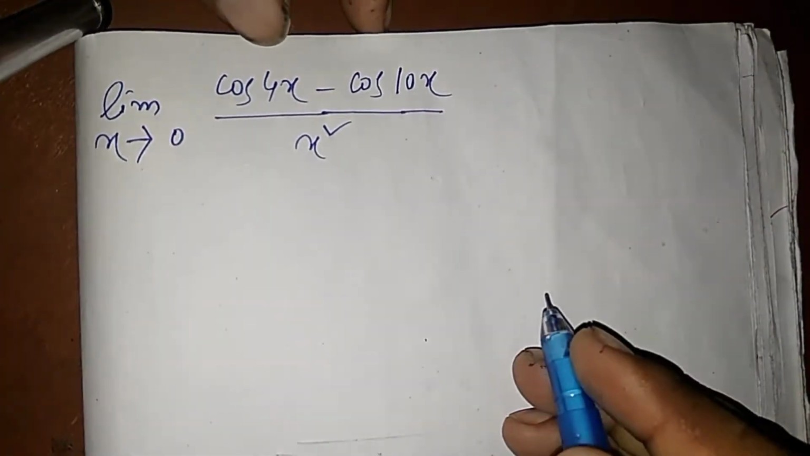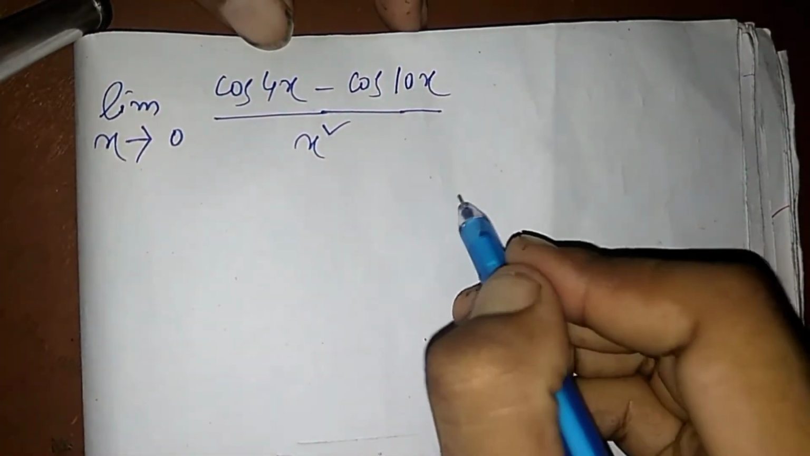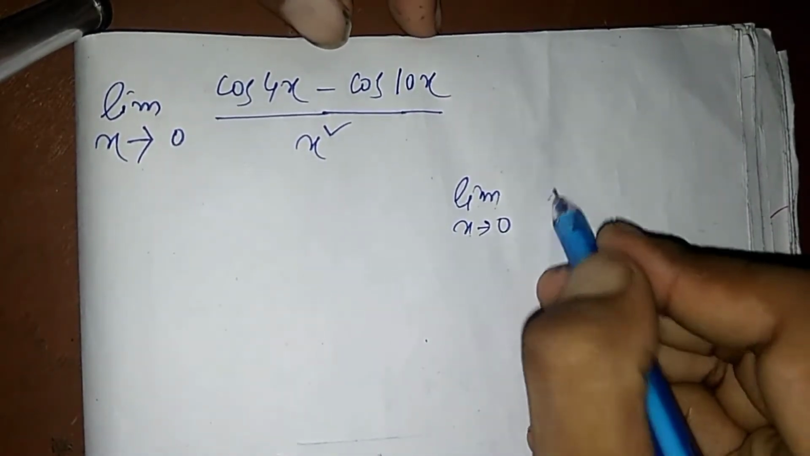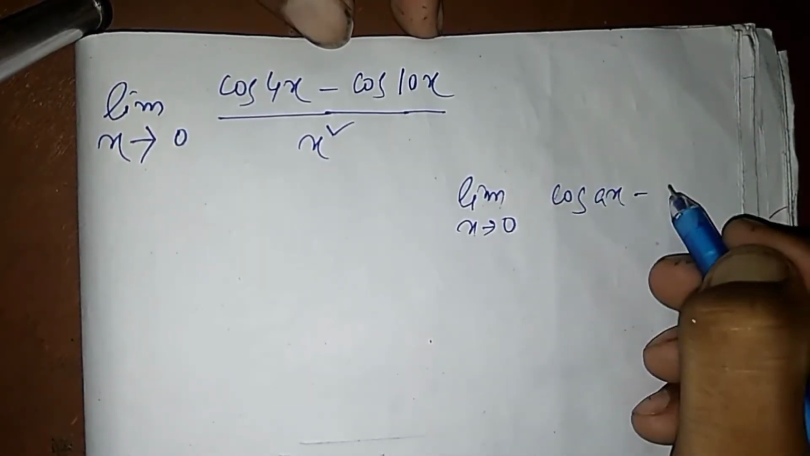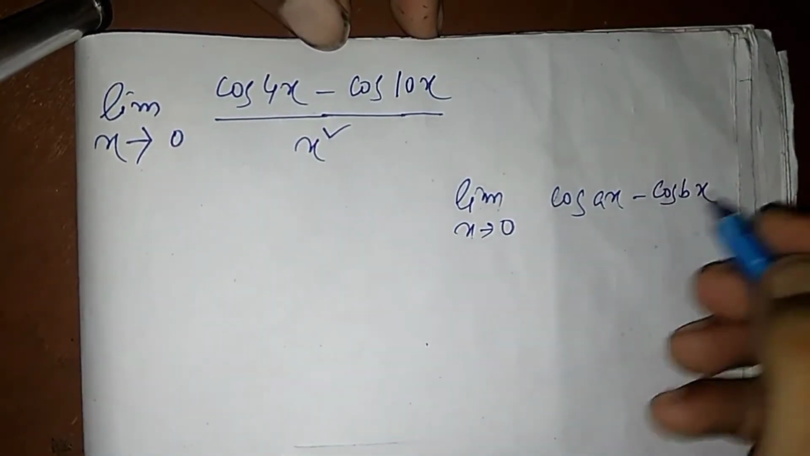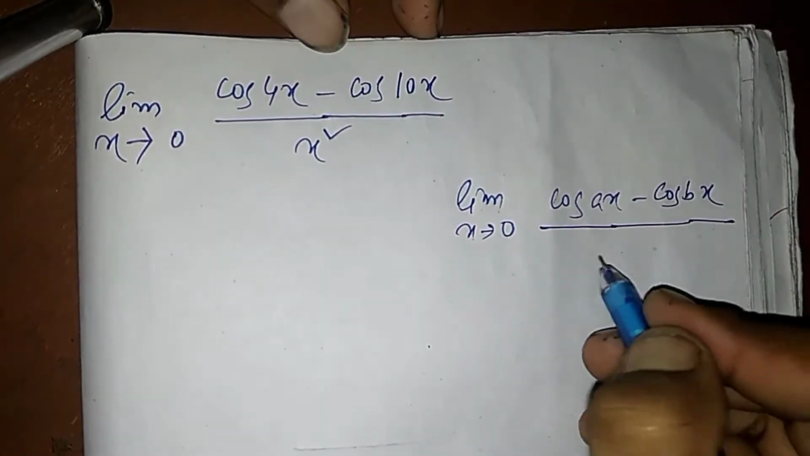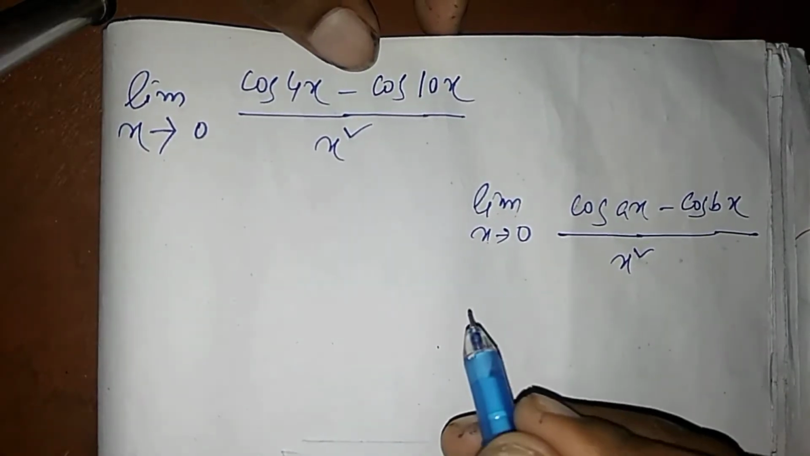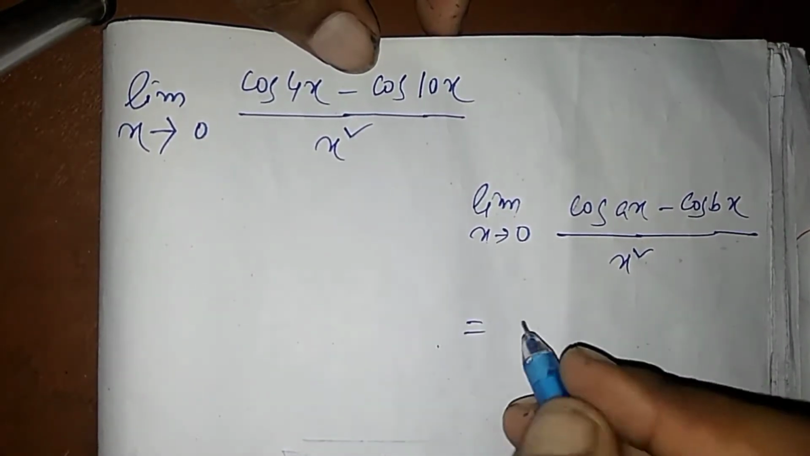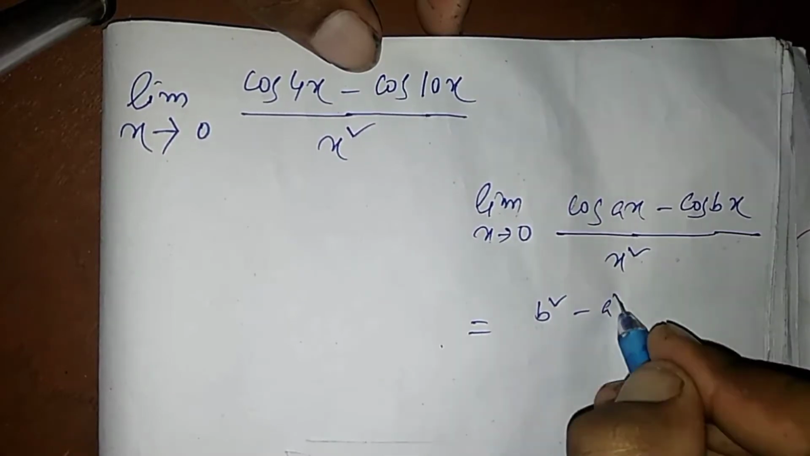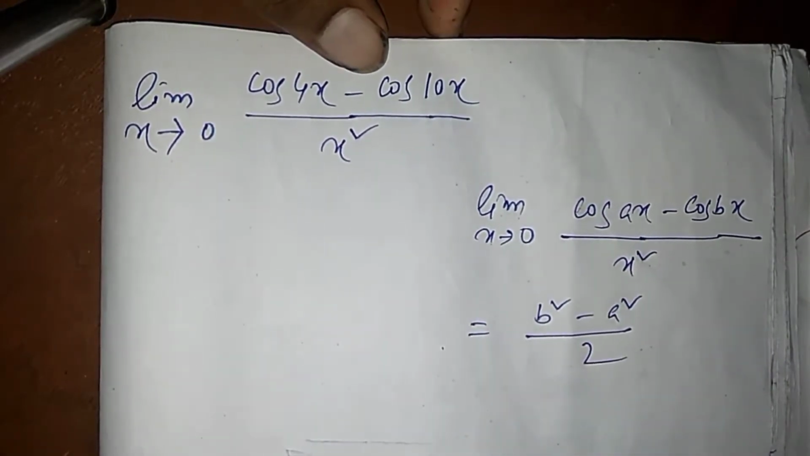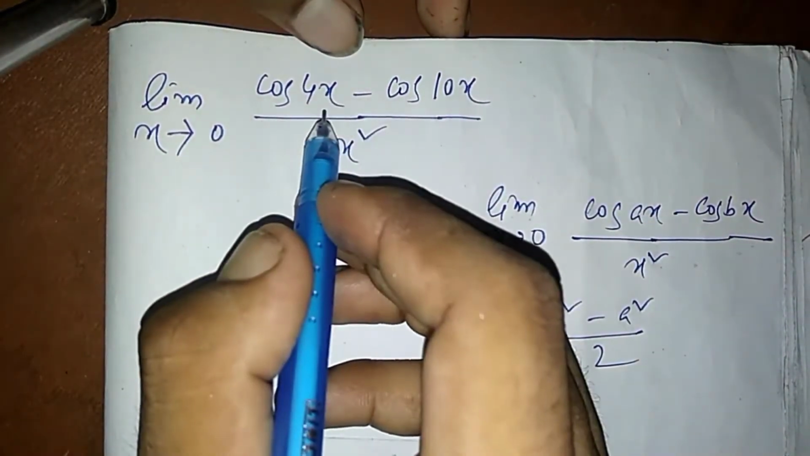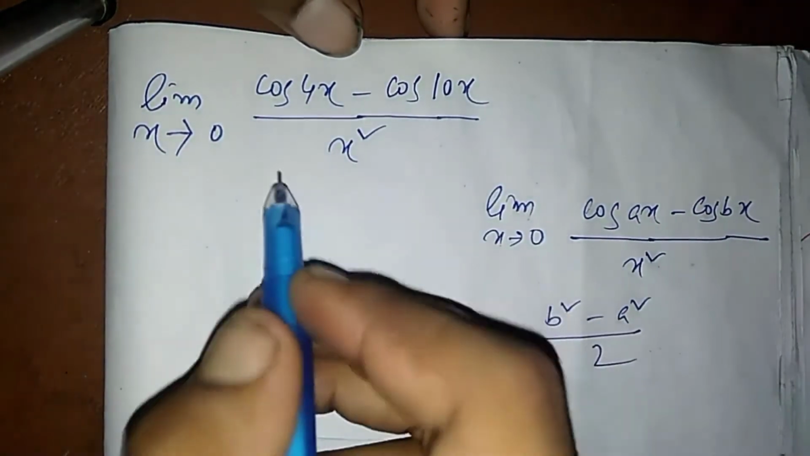The general form of the shortcut method is the limit as x tends to 0 of (cos ax minus cos bx) upon x squared. The shortcut formula is equal to (b squared minus a squared) upon 2. That I had very easily. Now I will apply this one here.